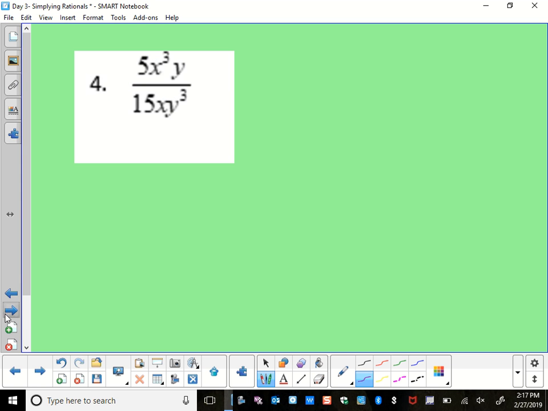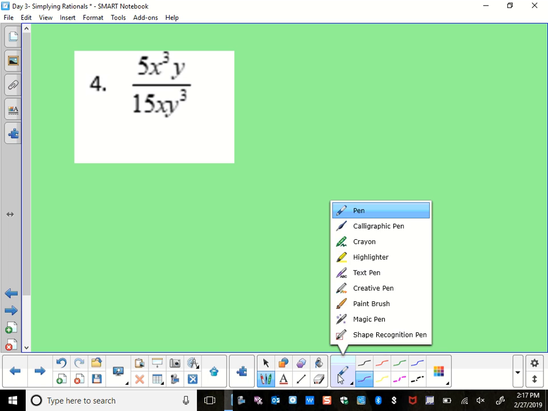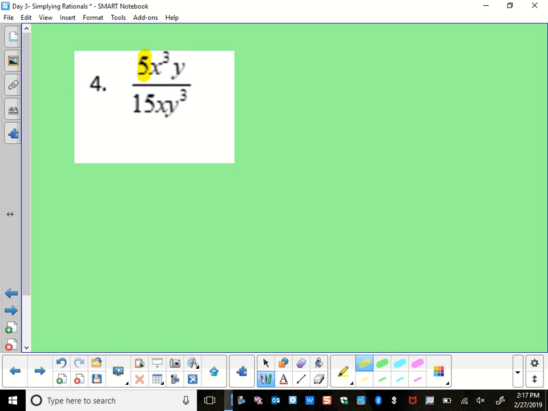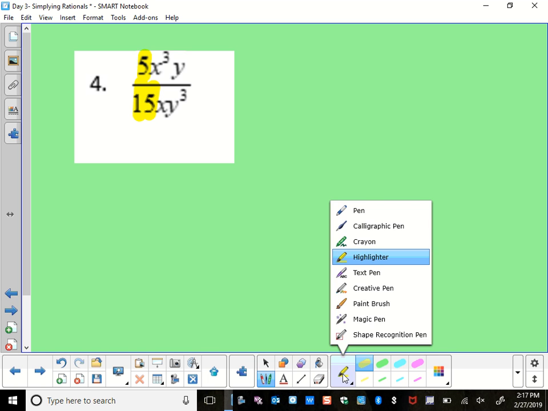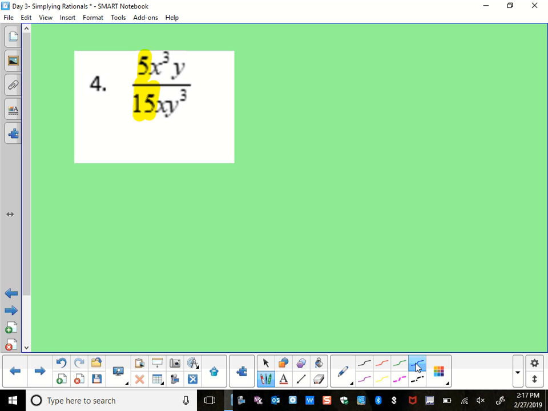All right, number 4. Let's look from left to right. I have 5 over 15. That can be simplified to be what? 1 over 3. So those are gone. And then I have x cubed divided by x. Who remembers how to do this from unit 5? 3 minus 1. Good.